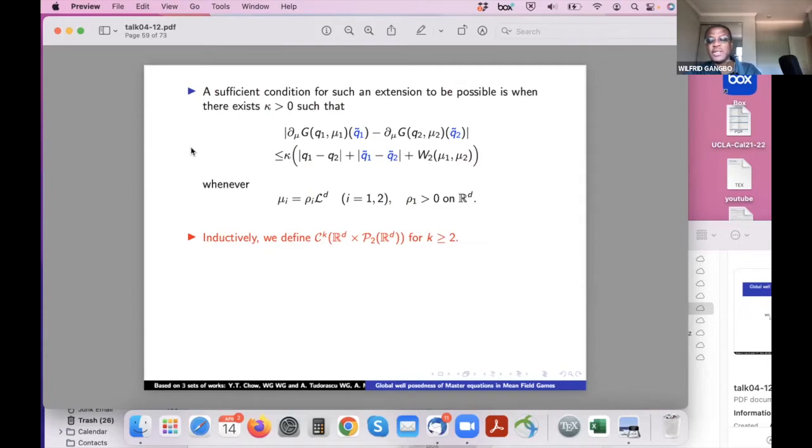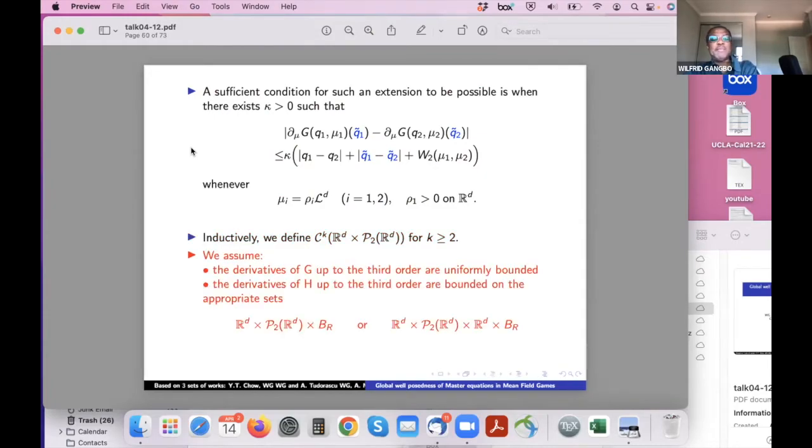So to study the master equation, I am going to assume that the derivatives of G up to the third order are uniformly bounded. The derivatives of H up to the third order are uniformly bounded on the set below. So depending on which derivative of H I am talking about, it may have three arguments or it may have two arguments. And I am imposing that I have a uniform bound, except that in the P variable, the momentum variable, the bound will be only local.